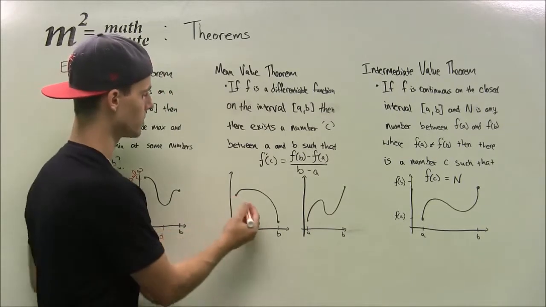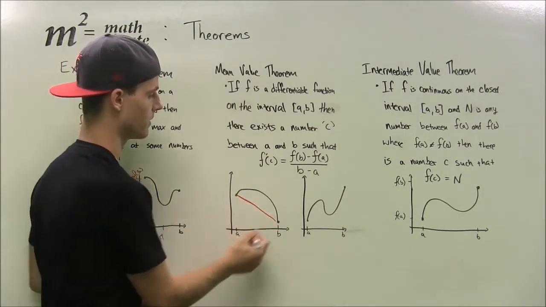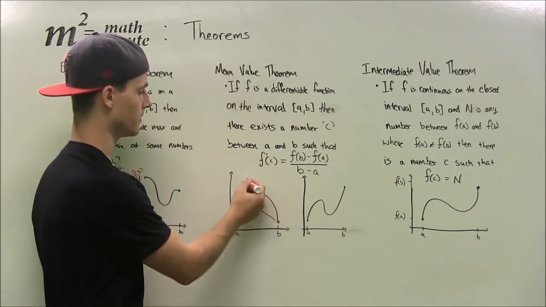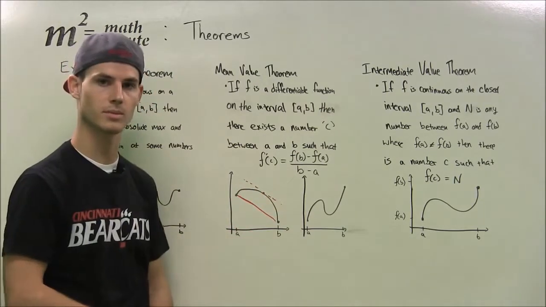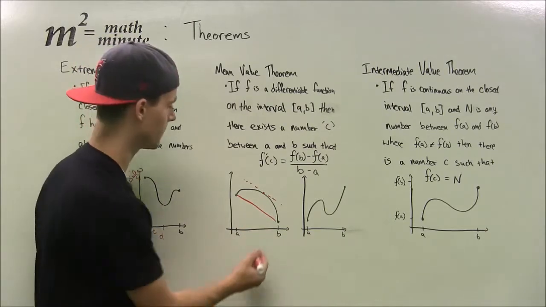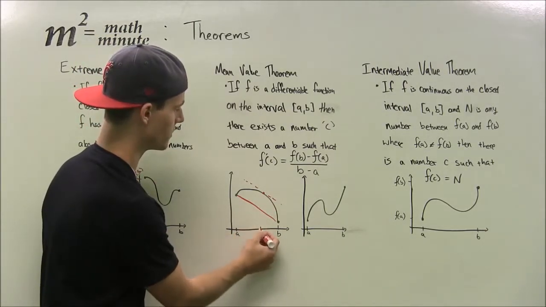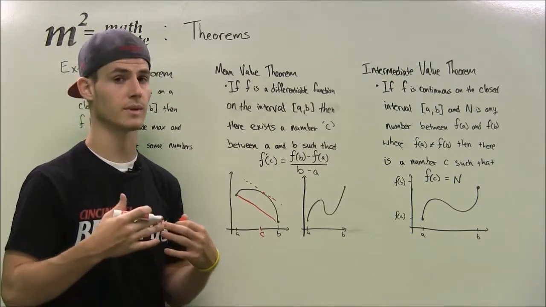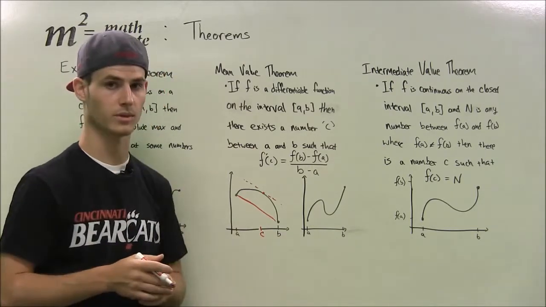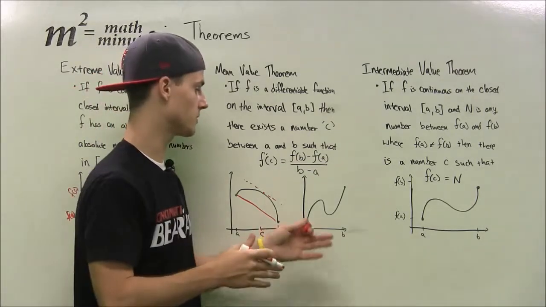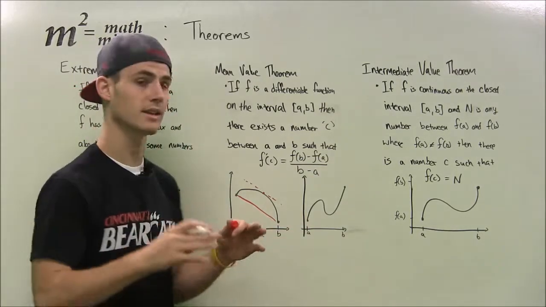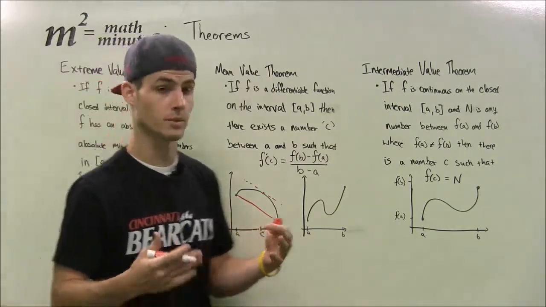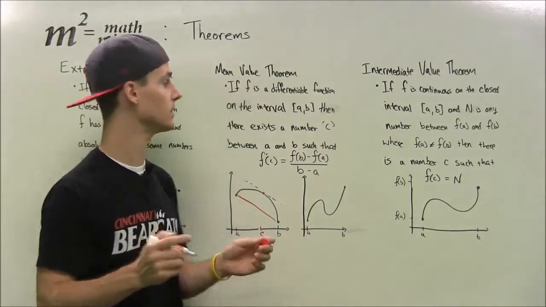If we take the slope between the endpoints here, then there's some value in between where, if I take a tangent line, it's going to have the same slope. That's the example right there. So that value c has the same derivative, or slope, as the slope between the endpoints. In this case, it only had one value c. That's not always true. There might be two or three, but there is at least one.